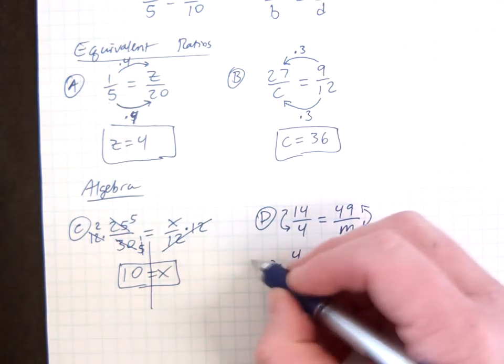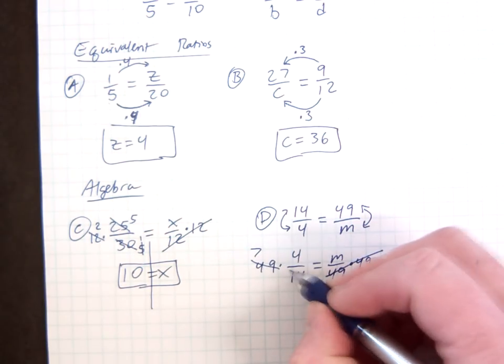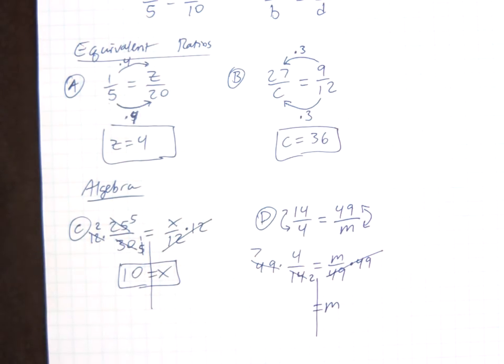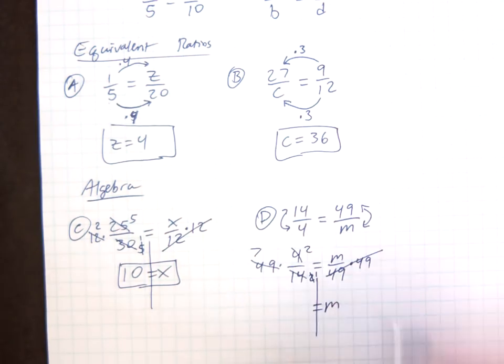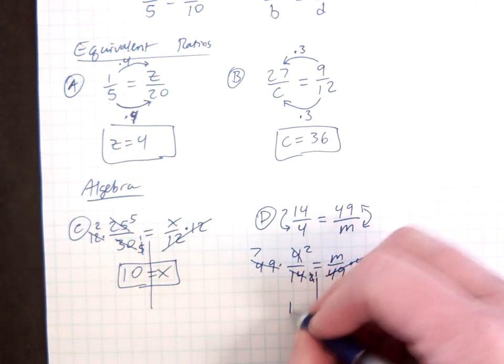I know 7 fits into 49 7 times and into 14 twice. 2 fits into 4 twice and into itself once. So my denominators have all canceled. I get 7 times 2 is 14.